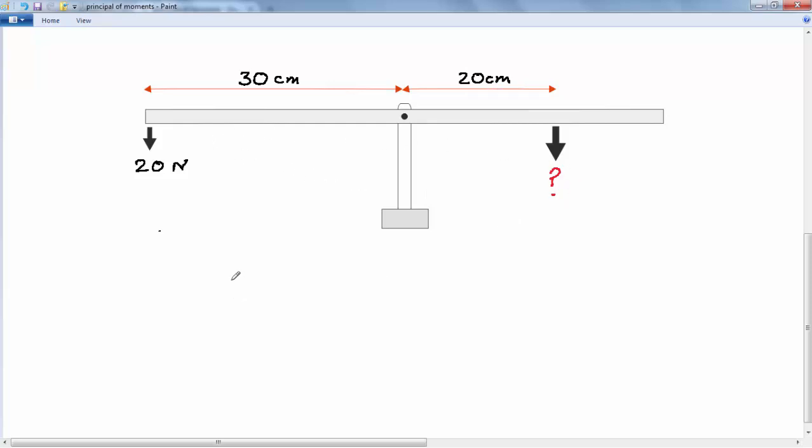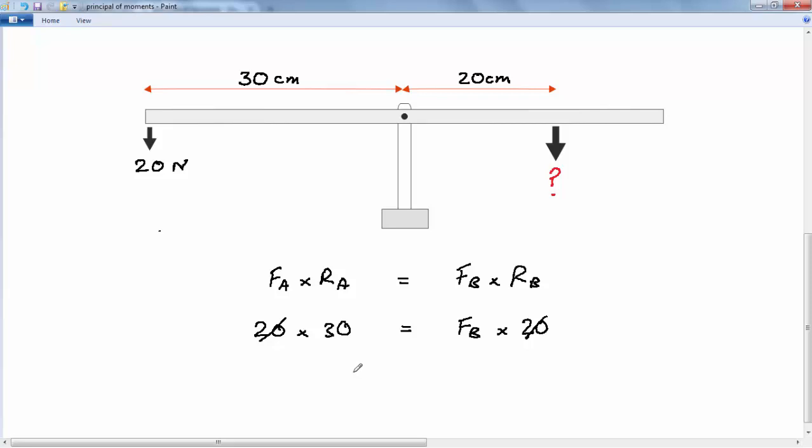So you just apply the principle of moments. We say again Fa times Ra equals Fb times Rb, and plug the numbers in. 20 times 30 equals Fb times 20, and so you can see straight away the 20s cancel out, it's dead easy that one, and that gives us Fb equals 30 newtons.